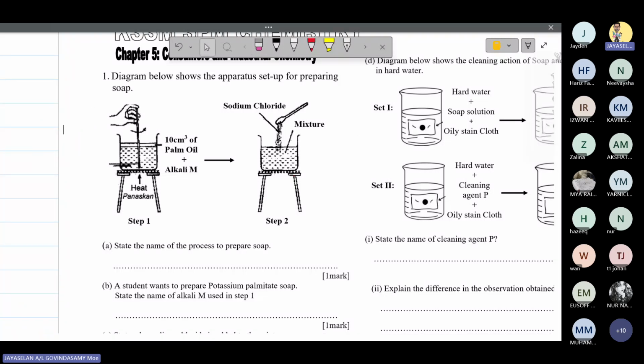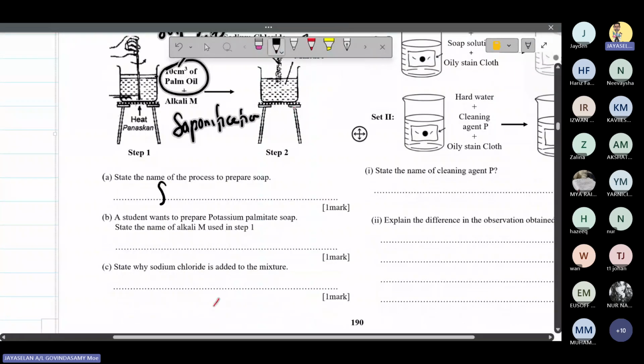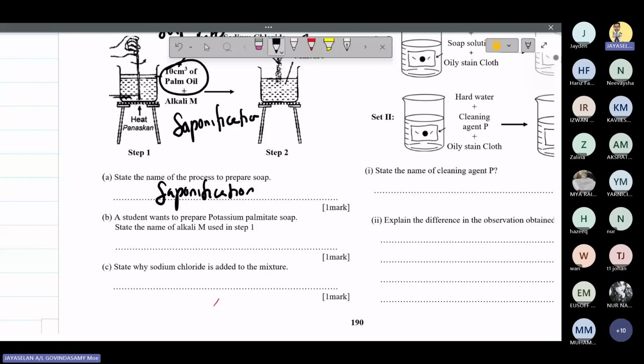Okay, so they ask, once you see this, what you all letak di sini, soap making process. What is the name of soap making process? Saponification. Okay, palm oil. Palm oil bulatkan, this is natural ester. Semua kena ingat. What is the name of the soap making process? Jawapan kamu: saponification. 1 mark.